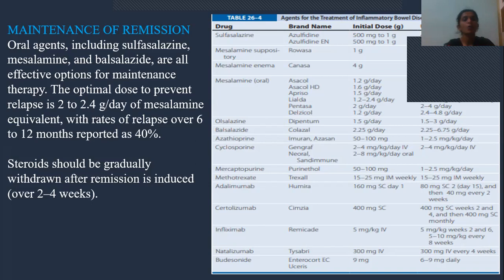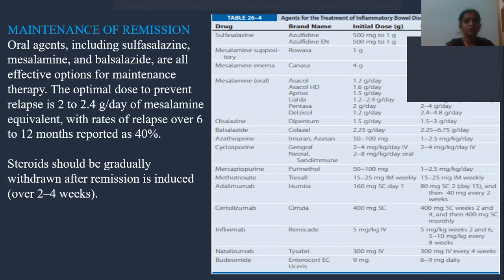So what is the dose? The optimal dose to prevent relapse is 2 to 2.4 grams per day of mesalamine, with rates of relapse over 6 to 12 months reported as 40%. That means when the patient is put on this maintenance therapy, the chances of relapse or recurrent attacks are decreased to 40%.